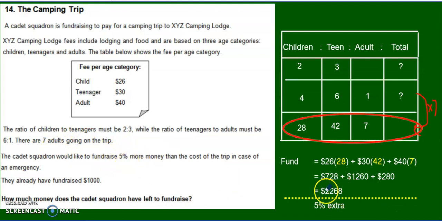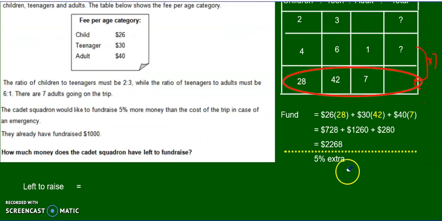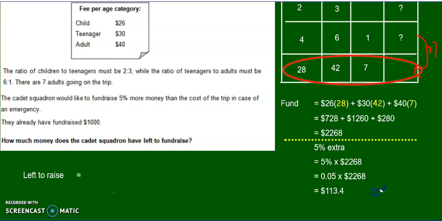So what's 5% of this? We have to add that 5% extra. So just take 5% of that: 5 divided by 100, that's 0.05 times 2,268, and we have to add $113. So that's how much we need to raise, and we have $1,000 already. So if we already have 1,000, what do we have left to raise? 2,268 plus 113 minus the 1,000 that we already have, and we need this much more to raise. So that is the answer right here.